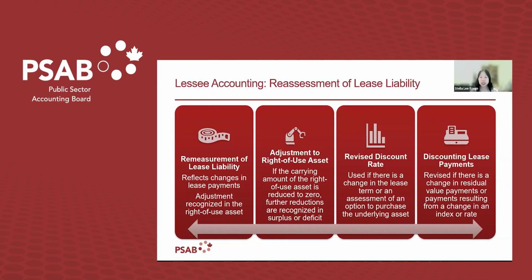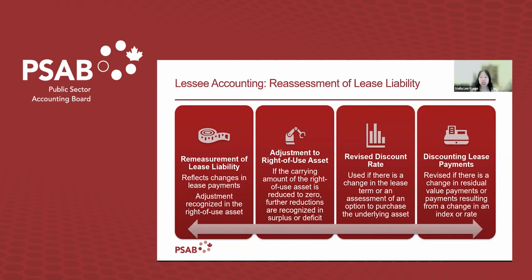Additionally, a lessee will need to remeasure the lease liability if either 1. There is a change in the amounts expected to be payable under a residual value guarantee. In this case, the lessee should determine the revised lease payments to reflect the change in the amounts expected to be payable under the residual value guarantee. Or 2. There is a change in the future lease payments resulting from a change in an index or rate used to determine those payments.